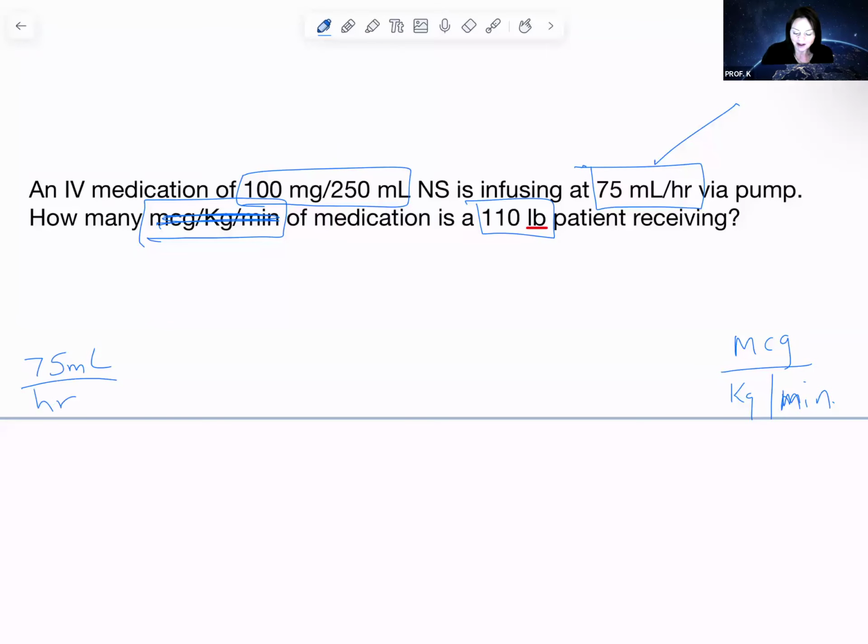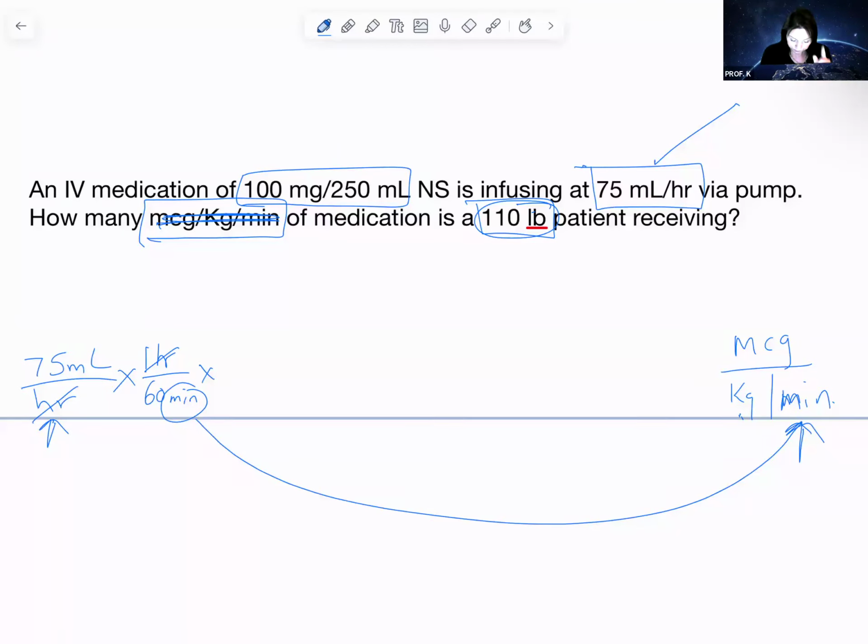And if you can't remember that, at least look for the time on the bottom. You know you need time on the bottom in the denominator. So how do I get there? Well, let's change hour to minute first. 1 hour is 60 minutes. I cross it off. I have one part. How do I get kilogram in my denominator? I mean, I've got a patient weight, but it's in pounds. I'm going to write it backwards. 1 kilogram is 2.2 pounds. I'm a nurse. This is nurse math. So I have kilogram. Beautiful.